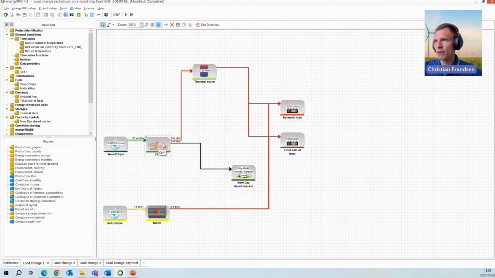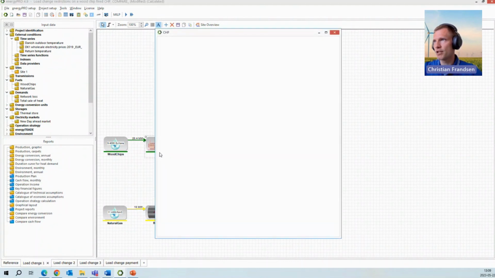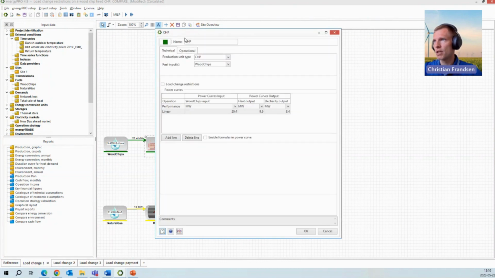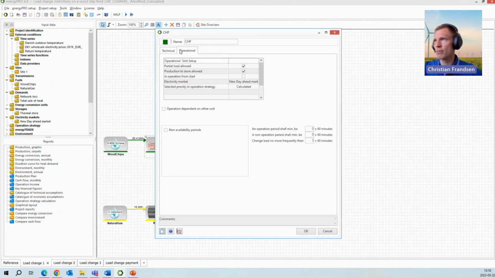Here, if I open up the CHP unit, you can see that this is now blue italic because we've made a change in this one compared to the reference. And then I go to the operational tab, and we can see that we now have this new field saying change load no more frequent than 3 times 60 minutes. So what does that mean? That means that the time step has a length of 60 minutes.